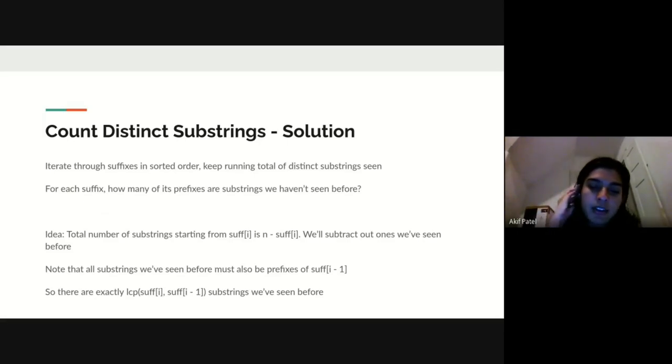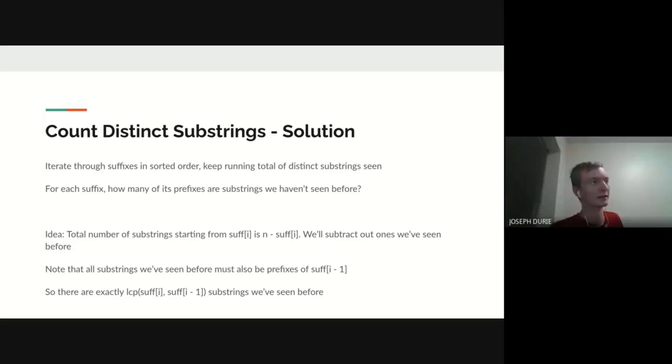So the total number of substrings starting from I is the number of prefixes of suff I, which is the length of suff I, n minus suff I. And we'll subtract out all the ones that we've seen before. The key point is that the ones we've seen before must also be prefixes of suff I minus 1. Because the only substrings we've seen before are prefixes of some suff j for j less than I. And if the first few characters match from suff I and suff j, then for everything in between, those characters also have to match.